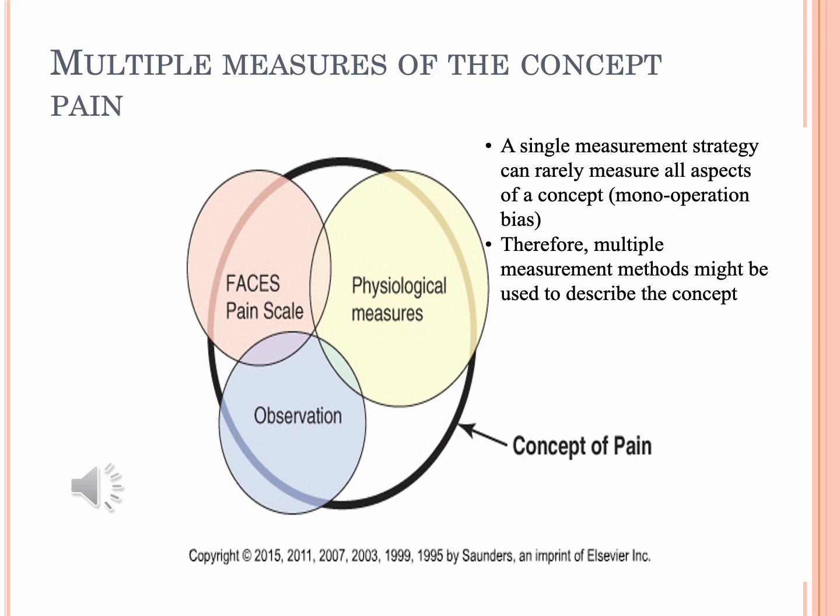Now, they're trying to use three different measures to measure pain. The FACES scale, which is a visual analog scale that you give to the patient, where they self-rate their pain. You can observe their behavior to see if it seems as if they have pain. And you can also look at their physiological measures, for example, their blood pressure and their heart rate. You will see that there's some overlap in these different measurements. And the more measurements that you do, the more accurately you will predict or measure the concept of pain, because you will fill up this circle.